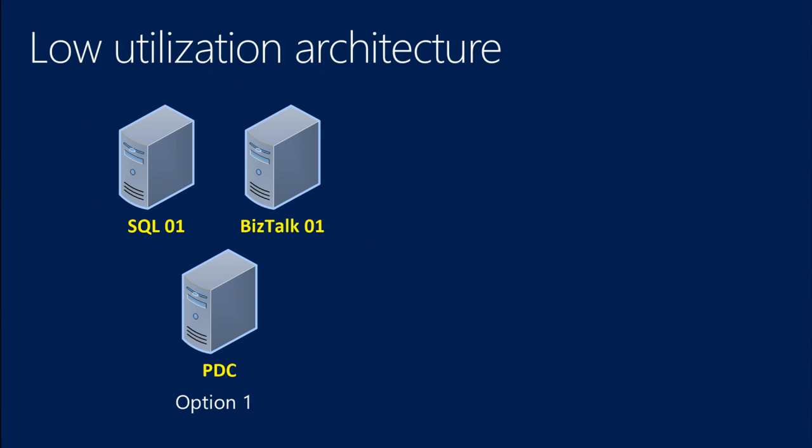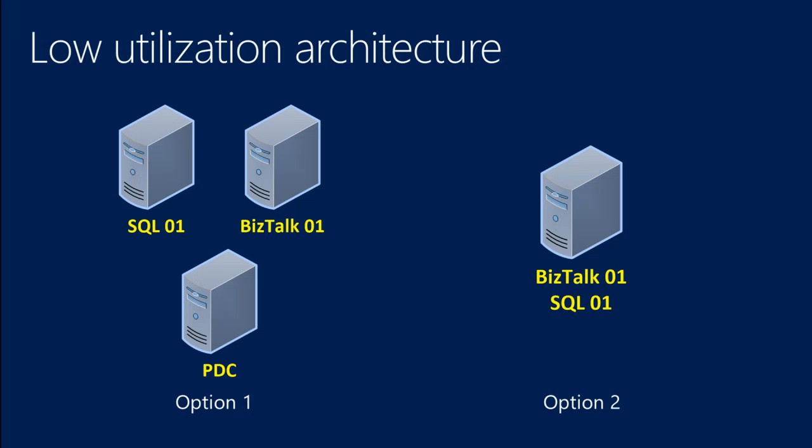So let's take a look at the 2 low utilization architectures that I've come up with. First is just pretty much the most basic you can get. Your domain controller can either be on-premise or in the cloud, depending on if you have site-to-site connectivity. And it has one BizTalk and one SQL. And then the other option where you had BizTalk and SQL running on the same box. Option 2 would have been great for my 9-to-5 solution because that was really what they were doing on premise, but it cost them a lot of money to get there.